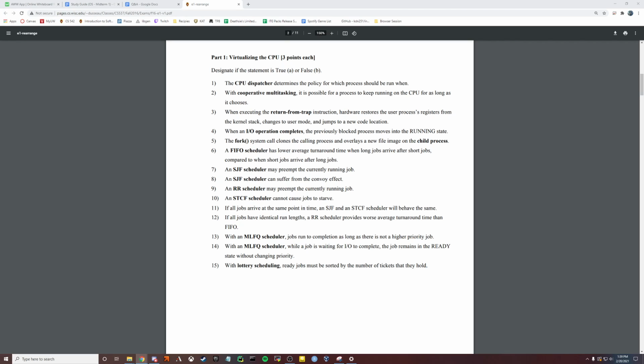Number 15, with lottery scheduling, ready jobs must be sorted by the number of tickets that they hold. False. To pick a winner of a lottery, the scheduler will search for the job with that ticket, which does not require the list to be sorted, though keeping the list sorted can improve efficiency. So it assigns the number of tickets to the priority of the job, but the lottery is probabilistic: jobs with more tickets will get drawn more frequently, but they don't actually keep them in some sorted list. They're all just hanging out together.